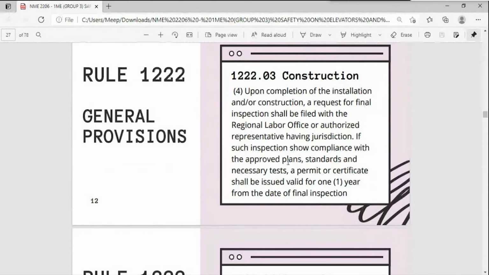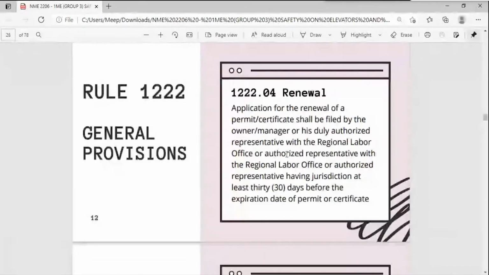Renewal. Application for the renewal of a permit or certificate shall be filed by the owner or manager or his duly authorized representative with the Regional Labor Office having jurisdiction at least 30 days before the expiration of the permit or certificate. So pag magpaparenew kayo ng permit to operate ng elevator, kailangan 30 days bago mag-expire yung existing certificate. Kailangan iparenew nyo na.